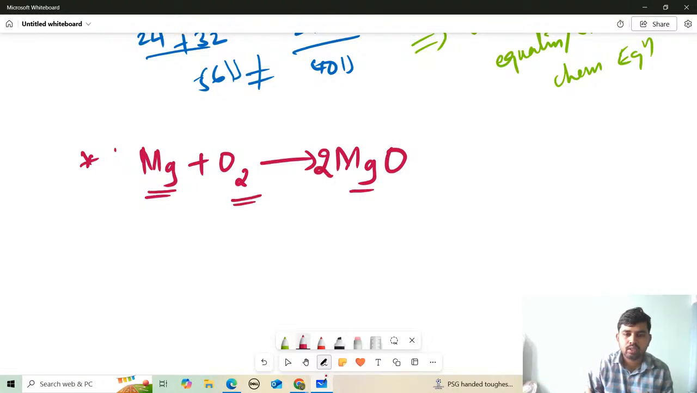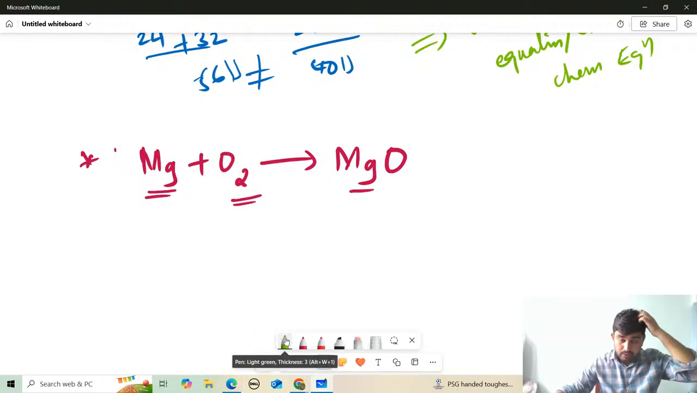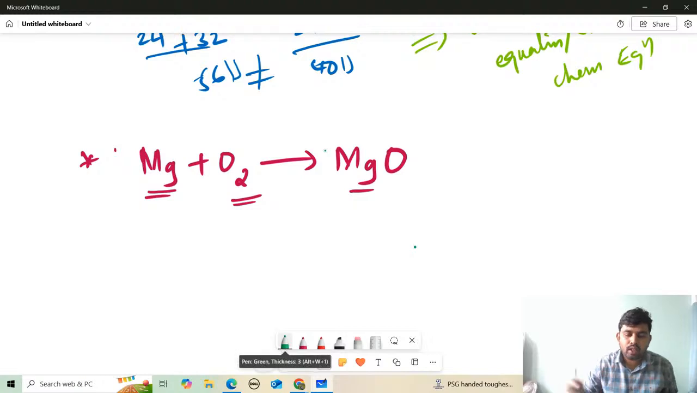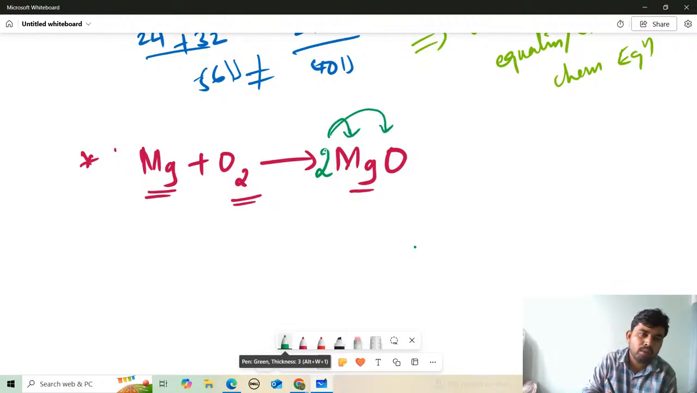So I write two here. Two magnesiums, and two oxygens. Now how many magnesiums are there? Two. How many oxygens? Two are there. So again I will write two here.